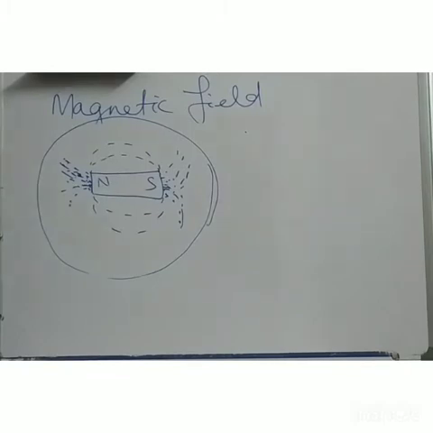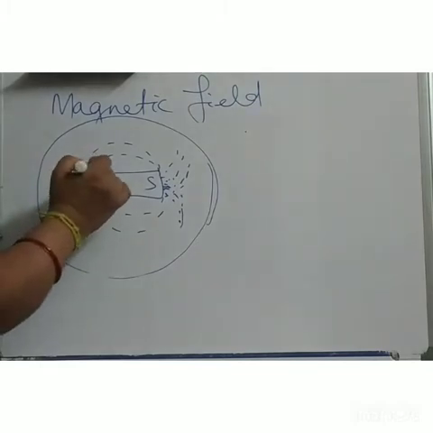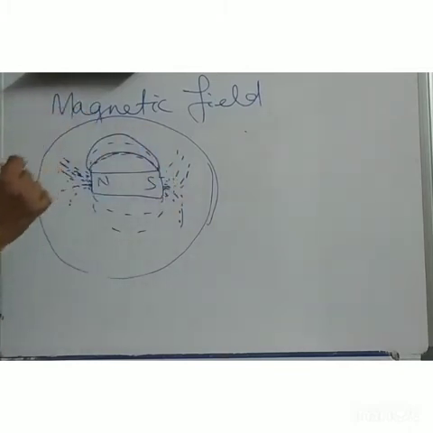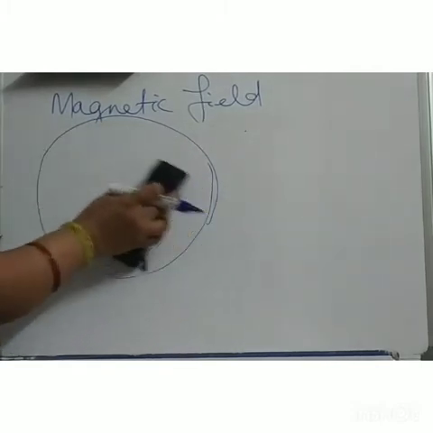Now what will we do? We will try to draw this. You have seen this is your magnetic field. Now we will try to draw the lines. If you join the iron filings, you will clearly see the lines. I will draw it again so that it is visible to you.